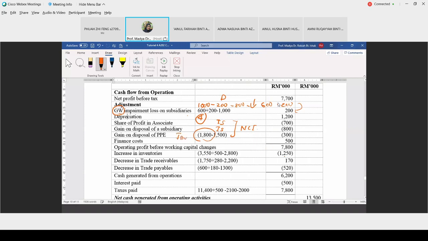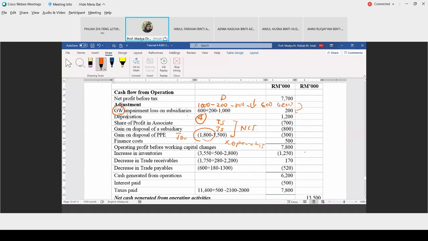Then the finance cost we need to add back because it's not operating, so we add back this 500. So we're going to have an operating profit before changes in working capital of 7.8. Then we analyze the current assets and current liabilities. For current assets, the first one is inventory. The beginning balance of inventory here is 2.8.